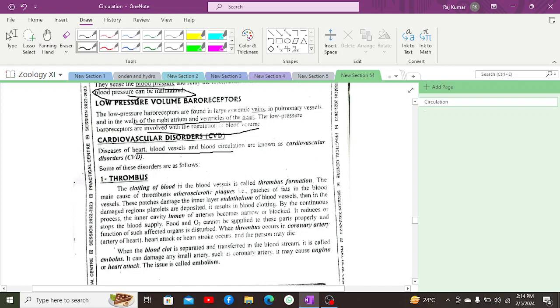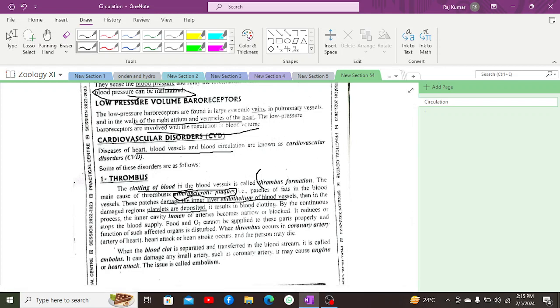So here, when there is a clotting of blood in the blood vessels, it is known as thrombus formation, and the main cause of this thrombosis is atherosclerotic plaque. That atherosclerotic plaque usually involves patches of fats in the blood vessels, and these patches damage the inner layer, the endothelium, of the blood vessels. Then in the damaged region, platelets are deposited, as a result of which it leads to blood clotting, and it blocks the passage of the blood vessels.